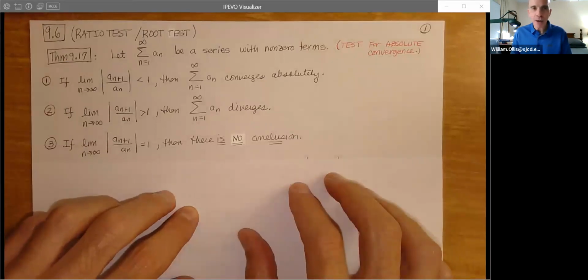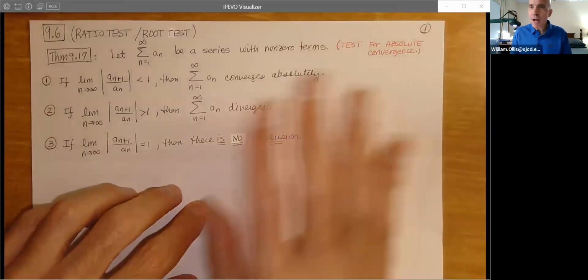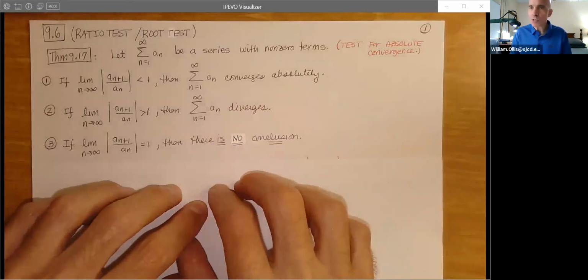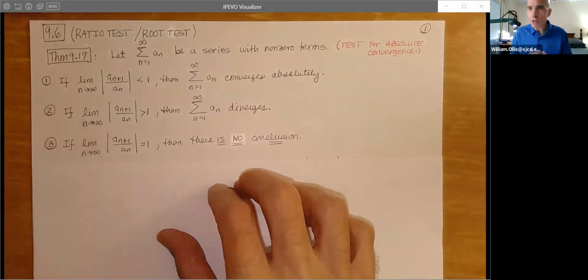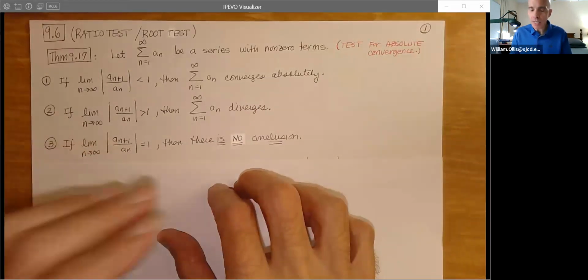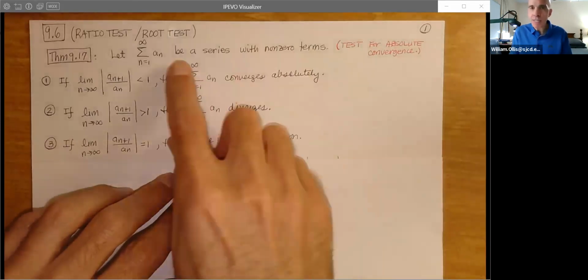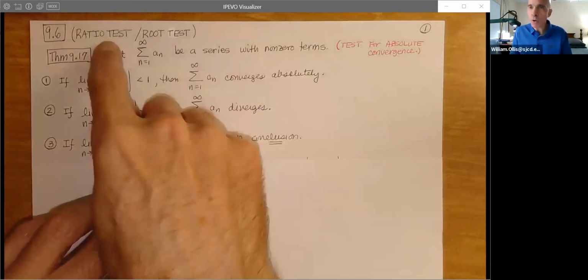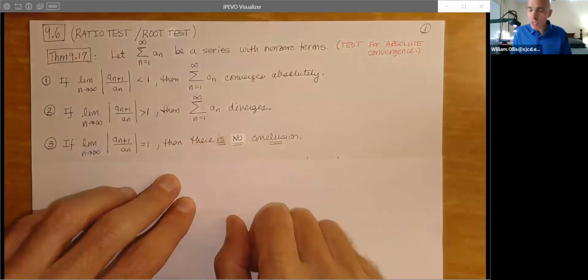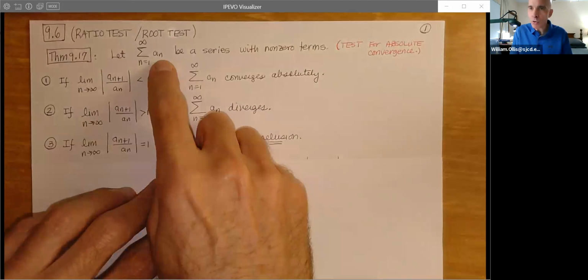I wrote this out so you can easily see this. Now, the hypotheses for this particular test are fairly slim. It's not like the integral test where we've got so many hypotheses, it's hard to keep up with them. Basically here, we just want a series with non-zero terms because we're going to need to take ratios, as evidenced by the actual name of the test, the ratio test. So we just start out with a series of non-zero terms.